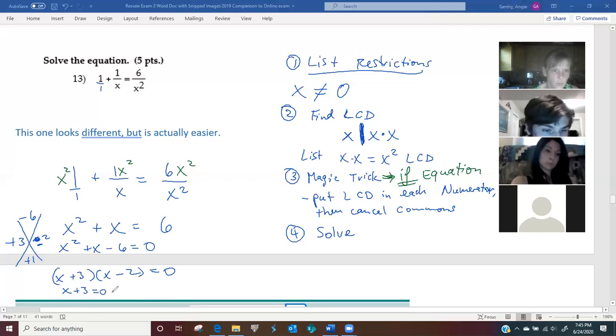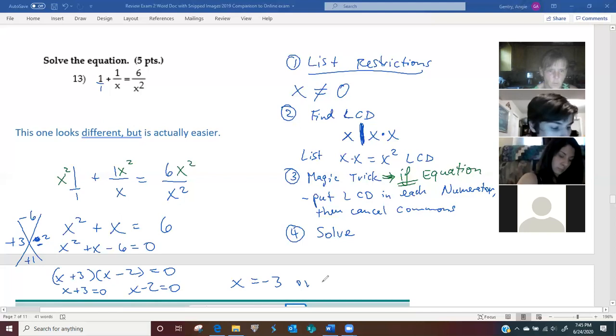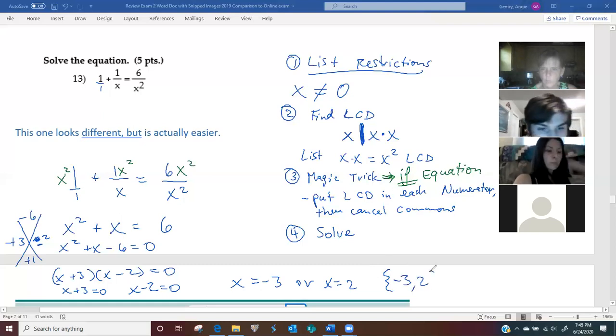So I'm out of room. So you get x is -3 or x is 2. And then you check it against your restriction. They're allowed. The only thing that's not allowed is a 0. So your final answer in solution set is -3, 2. How's this? Doable?